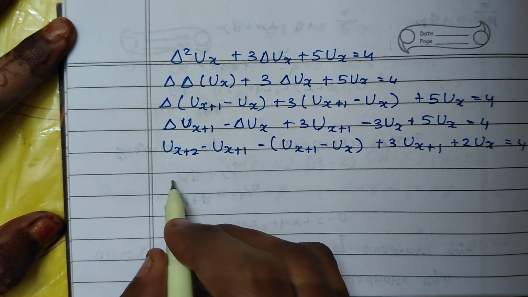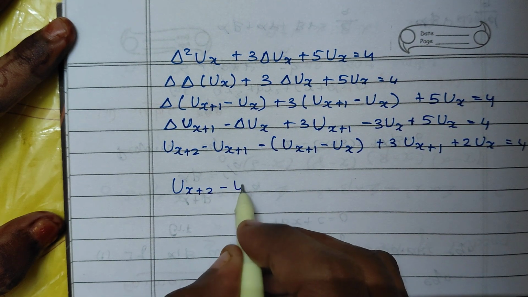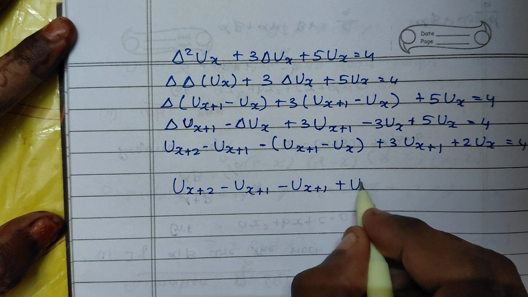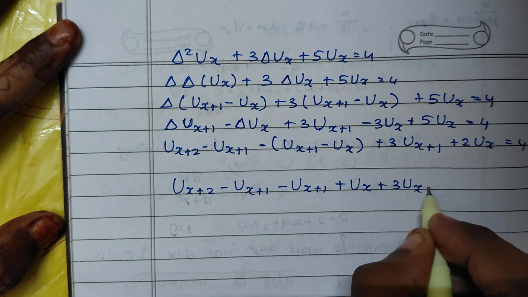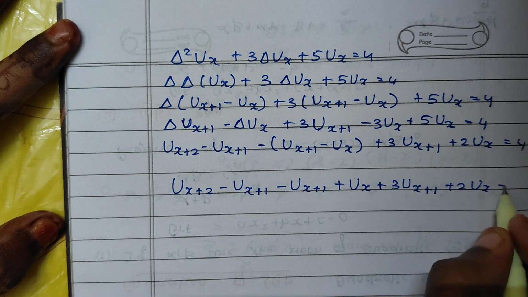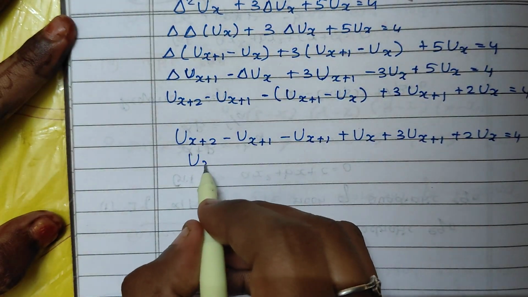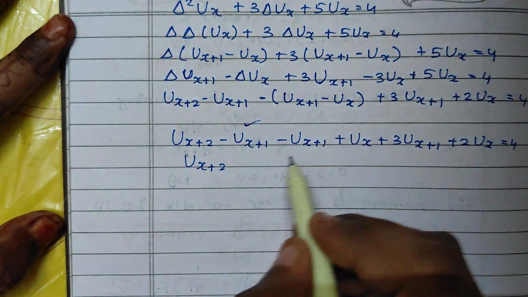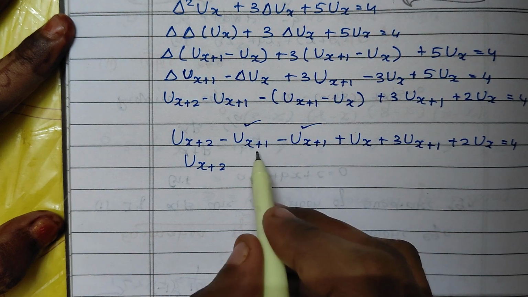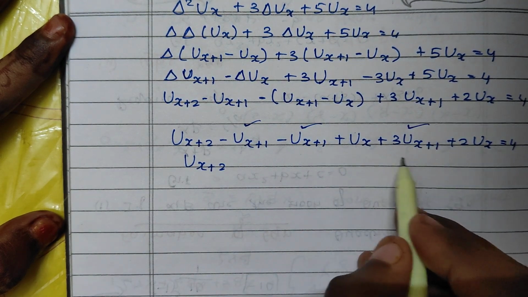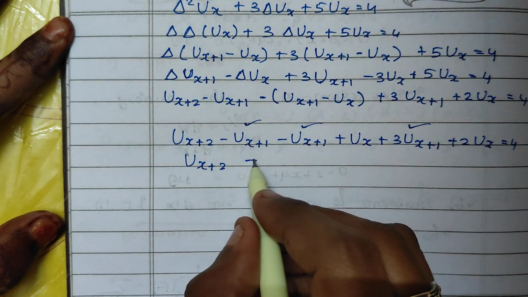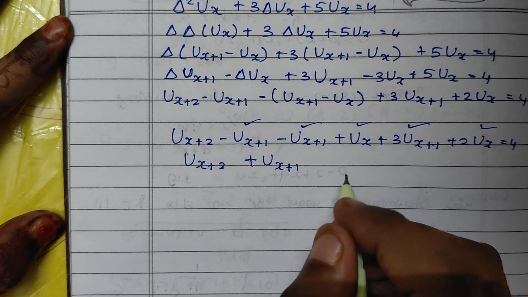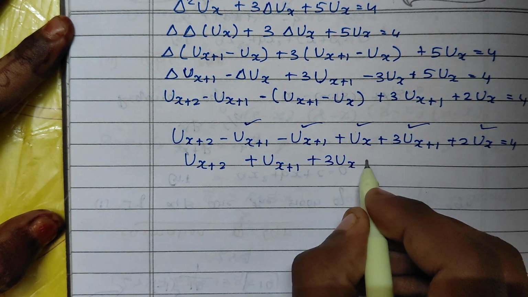Bring this negative symbol inside. So ux plus 2 minus ux plus 1, minus ux plus 1, the minus will go inside, so plus ux, plus 3 ux plus 1, plus 2 ux is equal to 4 will come. Here you are having minus ux plus 1 minus ux plus 1 will give you minus 2 ux plus 1, plus 3 ux plus 1 will give you plus ux plus 1. Then here ux plus 2 ux will give you plus 3 ux is equal to 4.